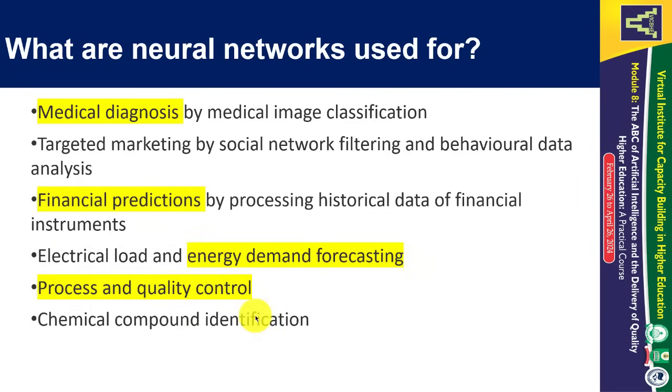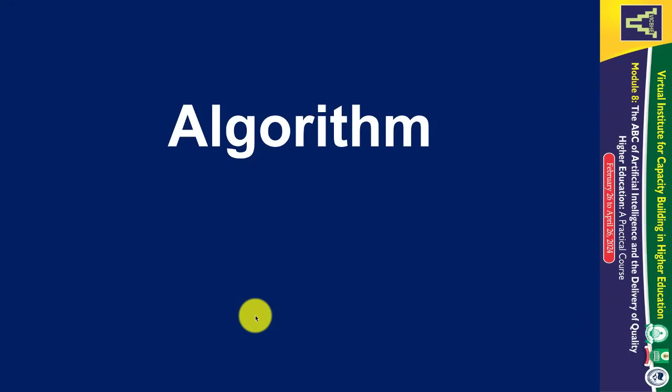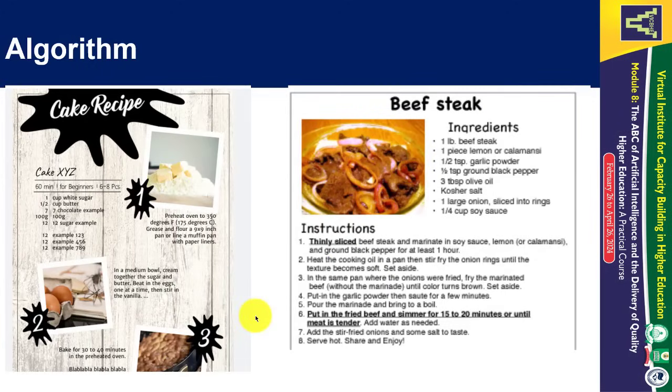Medical diagnosis, financial predictions, energy demand forecasting, actually almost everything you can use neural networks for. Let's move on to the next one. The next terminology: algorithm. What algorithm? This is the easiest of them, and without this algorithm, forget it. No artificial intelligence anywhere. This is the heart of the matter.